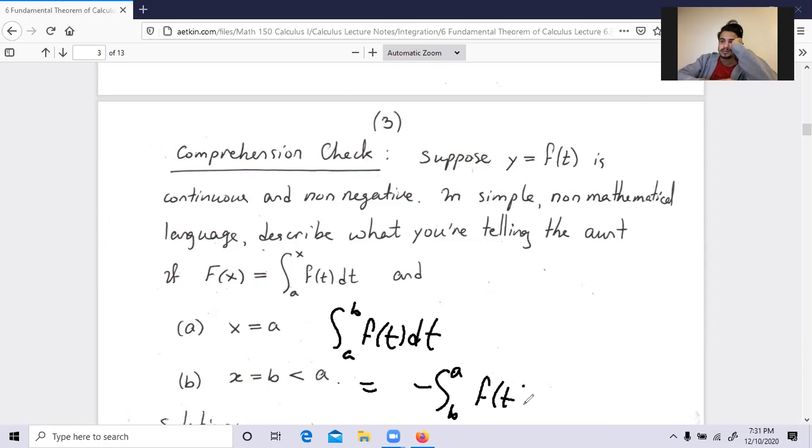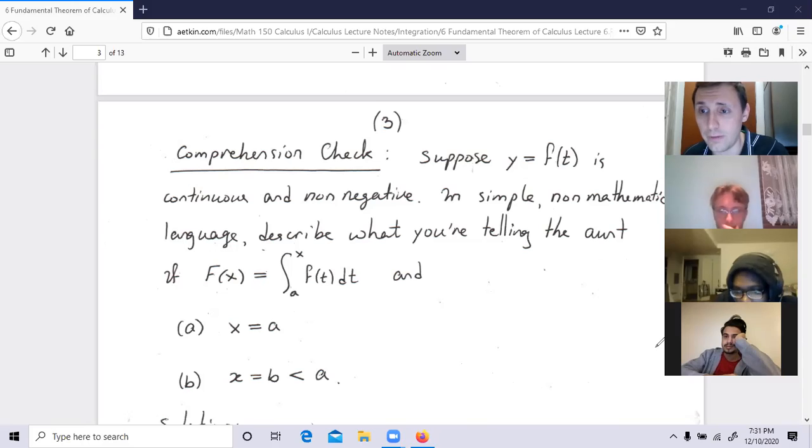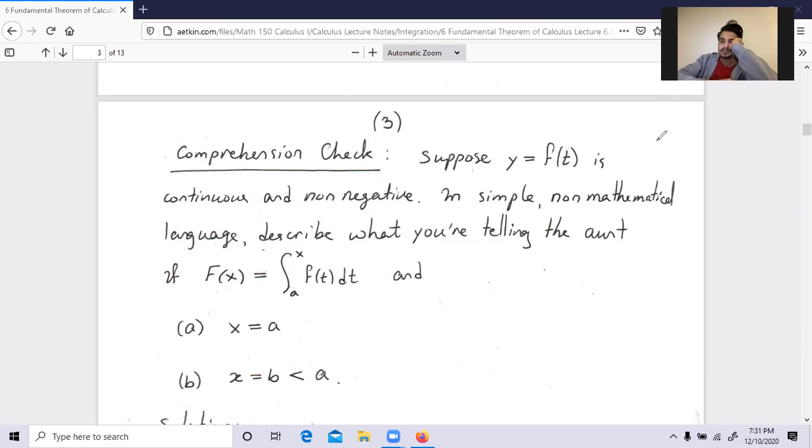F of t dt, which, if the crust is above the x-axis, will make this less than zero. So what you're asking is that you ask Aunt Jemima, could you stick fingers in my throat so I vomit more cake, right? So you're bulimic. That's what it means. Do you understand? I don't think you do.